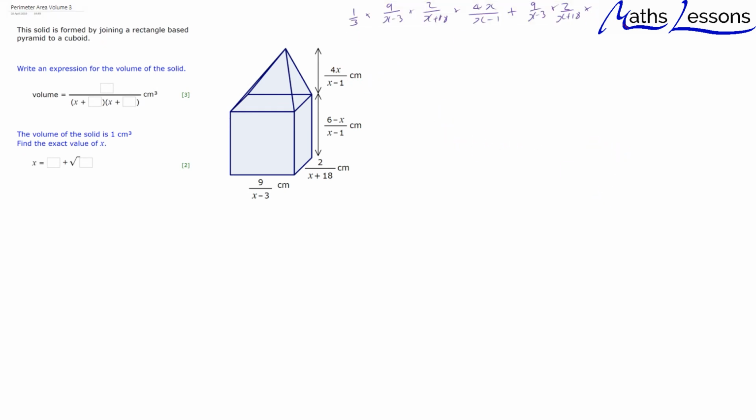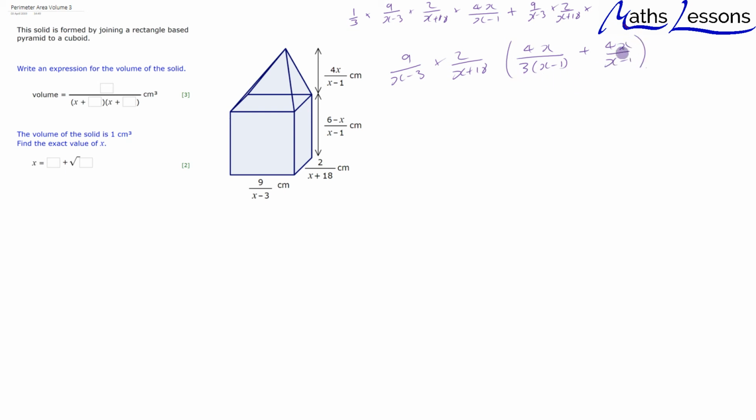So we're going to times by 4x over x minus 1 here, and you can see we've got a factor of 9 over x minus 3 and 2 over x plus 18. So let's take those two out. So 9 over x minus 3 times by 2 over x plus 18. And that leaves us 1/3 of all of this. So we got 4x over 3x minus 1. Multiply that by that. And we're left with this 4x over x minus 1 here.